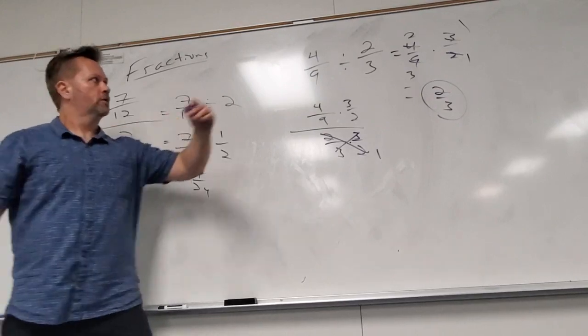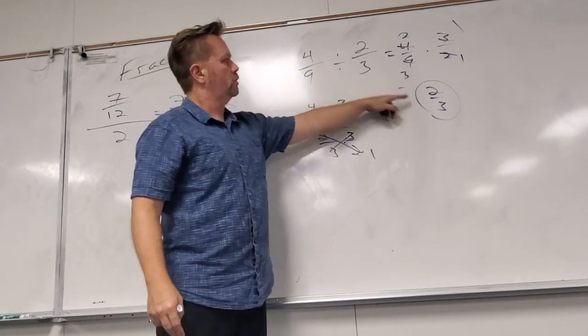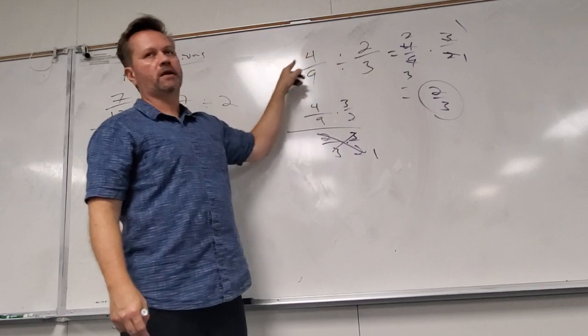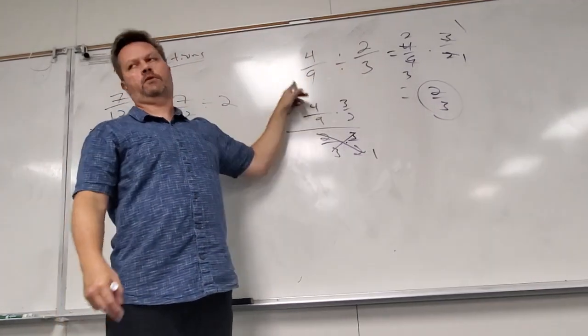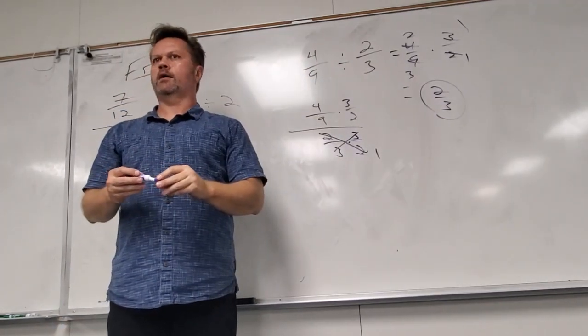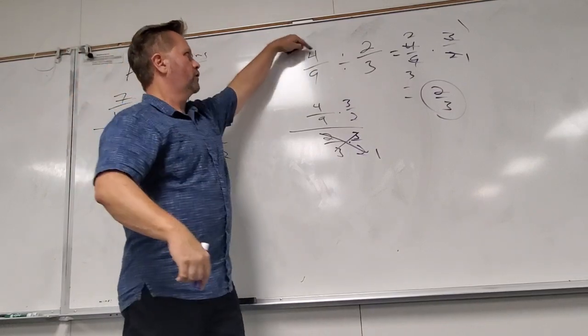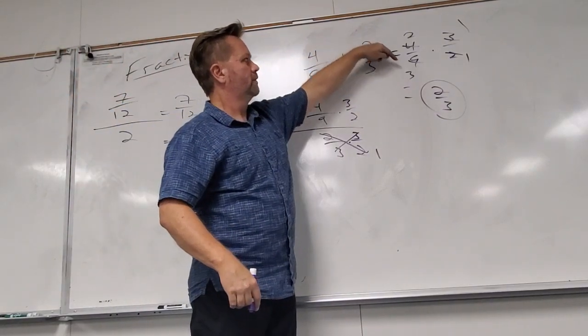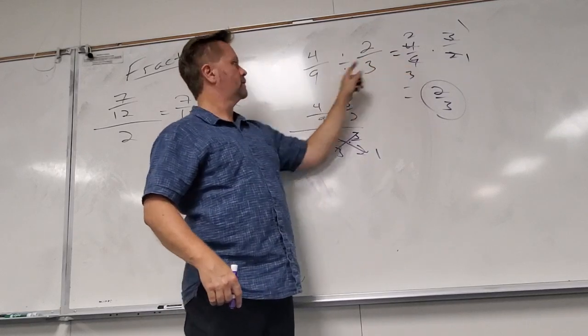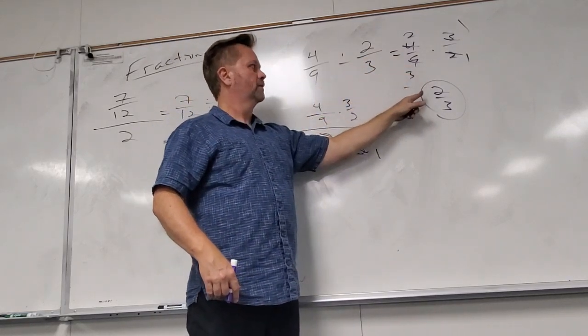And the answer makes sense, of course, because 4/9 divided by 2/3 should be the number that when I multiply by 2/3, I get 4/9. Notice one thing you have to be careful about. What's 4 divided by 2? 2. And what's 9 divided by 3? 3.